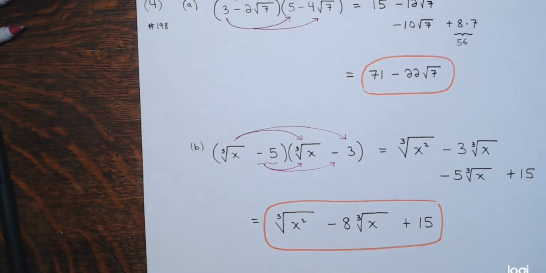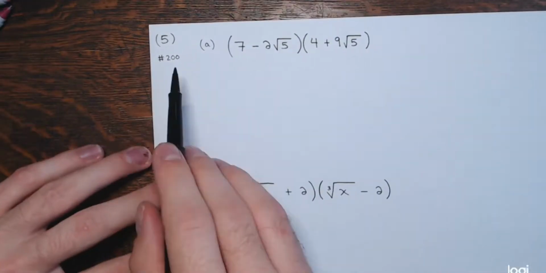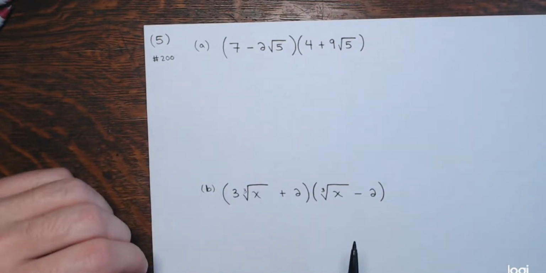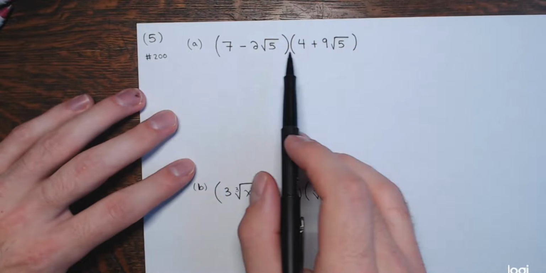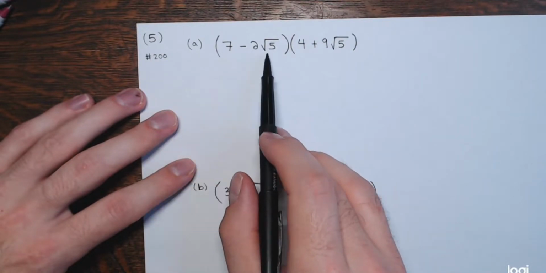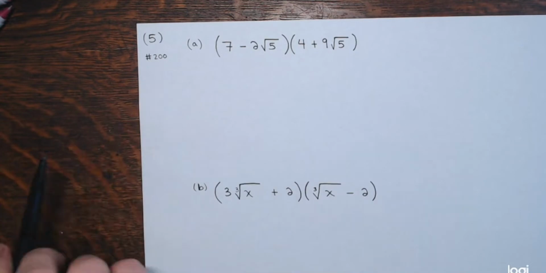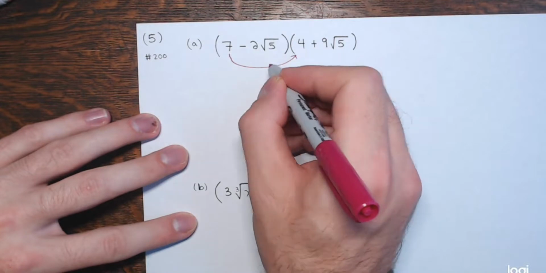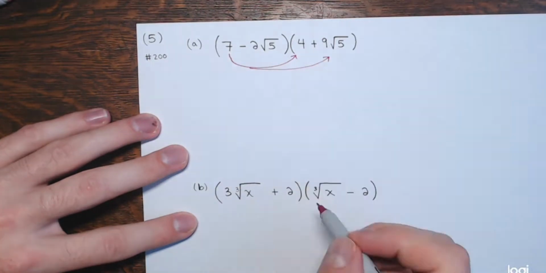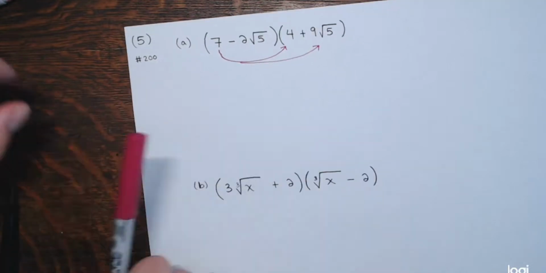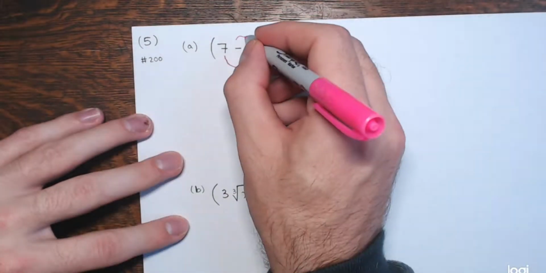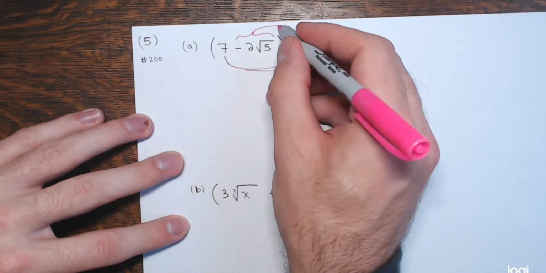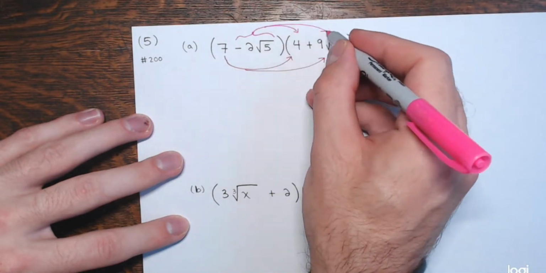Alright. The next example, very similar, the next question, number 5, which is corresponding to exercise 200 in that text. So starting out the same way here, you have part A, 2 terms times 2 terms again. So I'm doing that foiling, right? Taking the 7, distributing it to the 4 and the positive 9 square root of 5. And then I'll take the negative 2 times the square root of 5 and distribute that as well to the 4 and 9 square root of 5.